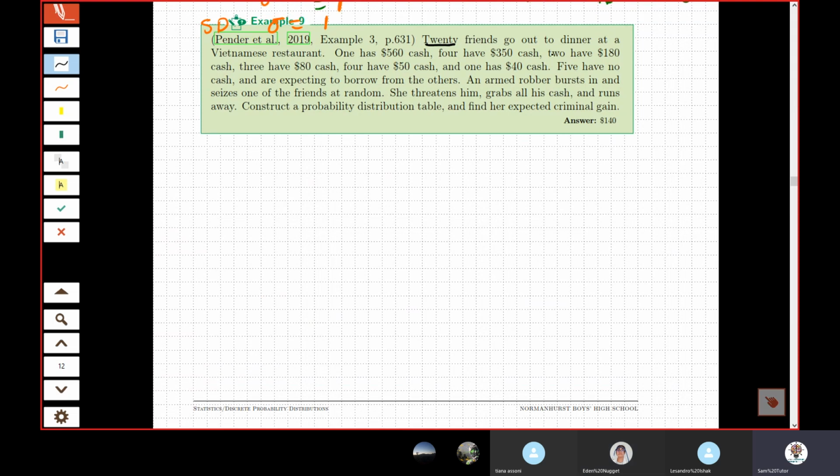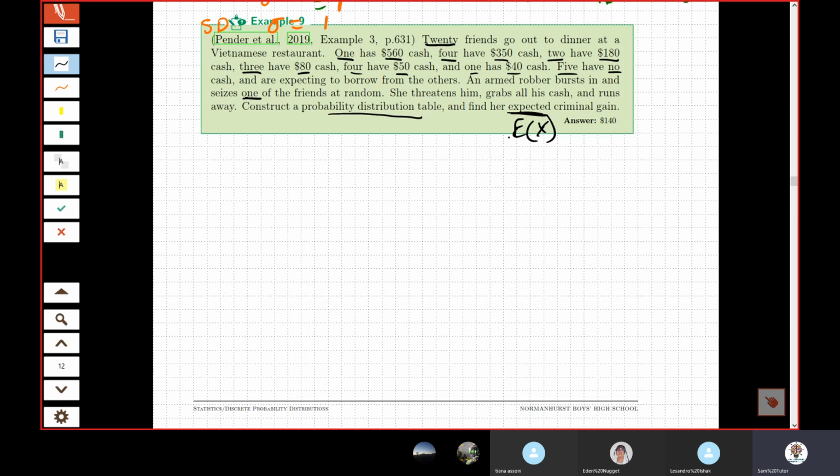20 friends go out to dinner at a Vietnamese restaurant. 1 has 560 cash, 4 have 350 cash, 2 have 180 cash, 3 have 80 cash, 4 have 50 cash, 1 has 40 cash, 5 have no cash, and are expected to borrow from the others. An armed robber bursts in and sees one of the friends at random. She threatens him, grabs all his cash, and runs away. Construct a probability distribution table and find her expected gain, which means expected value.